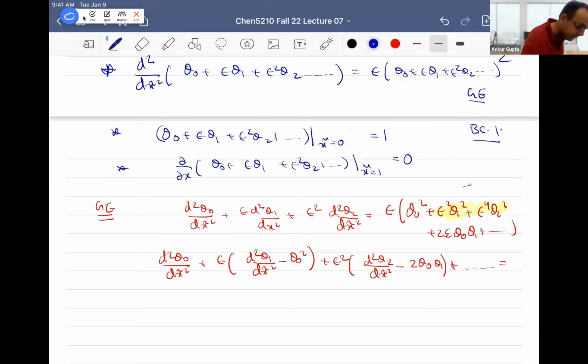Good question. We don't require it. I was just trying to show the formula that you are using. You can ignore it. But they will clearly be ε³, ε⁴, which I don't need. I'm only going up to ε². Any questions here?